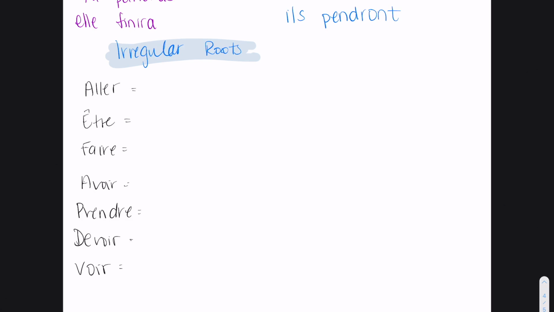So aller turns into IR, and then you put the endings on afterwards. So for example, we have j'irai, okay? And I use that example to show you that anytime you have a vowel right beside the je, you have to take off the E and replace it with the apostrophe. Okay, so j'irai, I will go to the CN Tower once COVID is over. Okay, être turns into ser. Okay, so je serai. So I will be on an airplane hopefully the next year. Okay, so I will be a teacher. I will be a doctor, stuff like that.